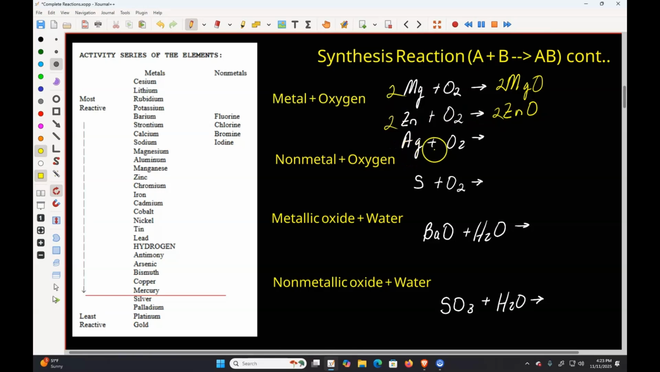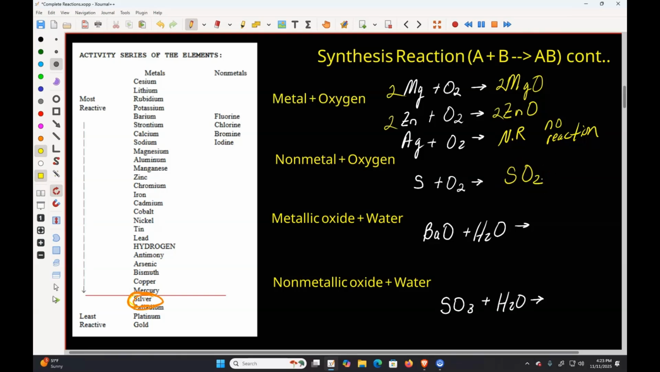All right, silver plus oxygen. Okay, silver, if you'll look, is down here. So these do not react directly. So I'm going to put NR, which stands for no reaction. A nonmetal plus oxygen, those are fairly easy.